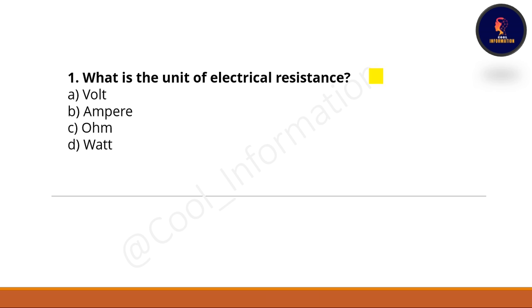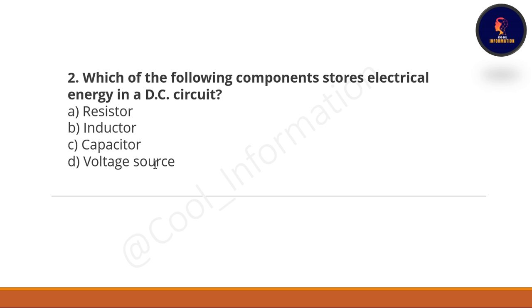What is the unit of electrical resistance? Option A is volt, B ampere, C ohm, and option D is watt. The correct option of this question is option C, which is ohm. Second question. Which of the following components stores electrical energy in a DC circuit? Option A, resistor. Option B, inductor. Option C, capacitor. And the last option is voltage source. The correct option is option C, which is capacitor.